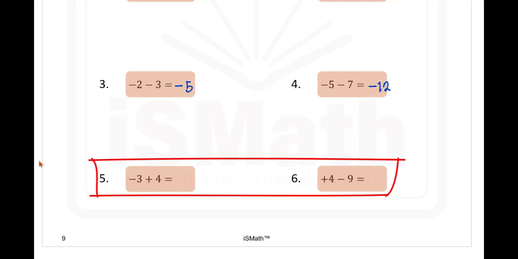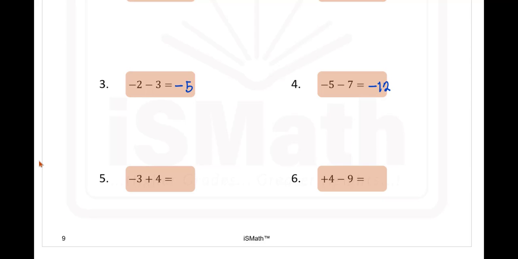Now we have to pay attention to these two questions here, question 5 and question 6. This time around the signs are different. According to rule 1, we're going to write down the sign of the bigger number. The bigger number is 4. So we pick the sign of the bigger number, so we have the sign right there. And then we look at the signs. The signs are different. Because these signs are different, we shall subtract. So we'll do 4 minus 3. Actually, what we're doing is we're looking for the difference between the two numbers. So we do 4 minus 3, and then we get 1. So the answer there will be plus 1.